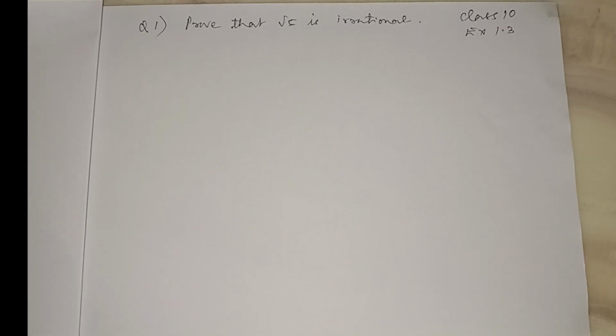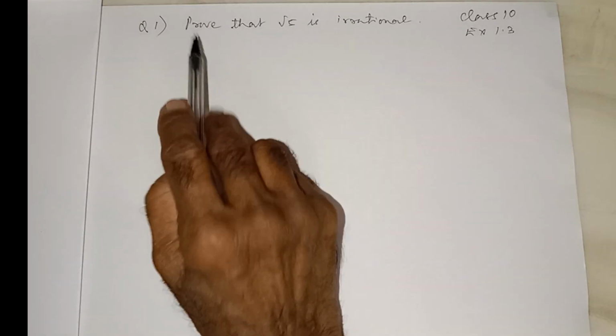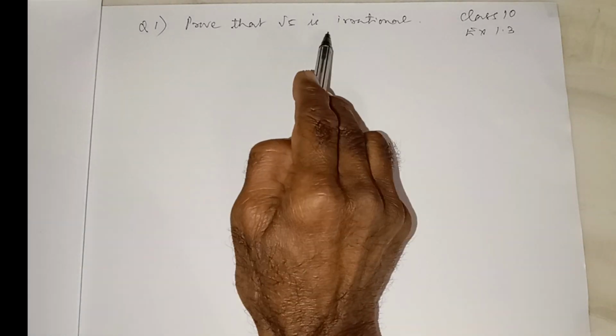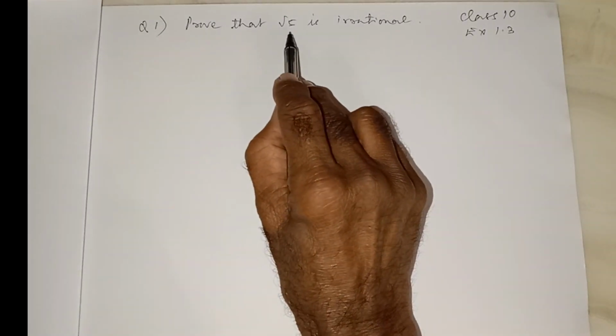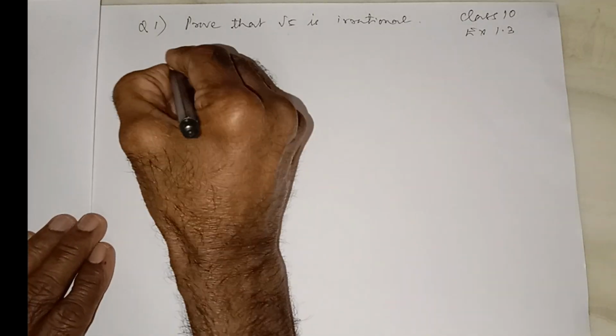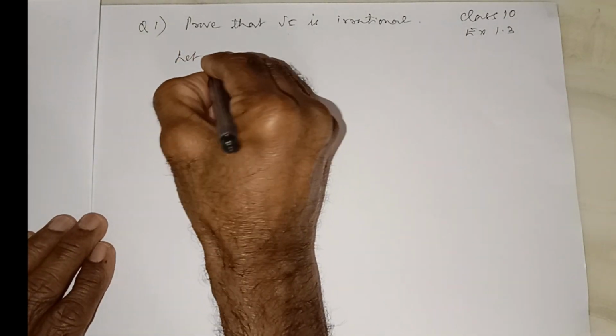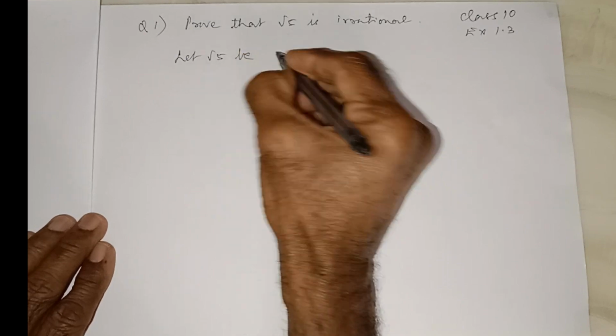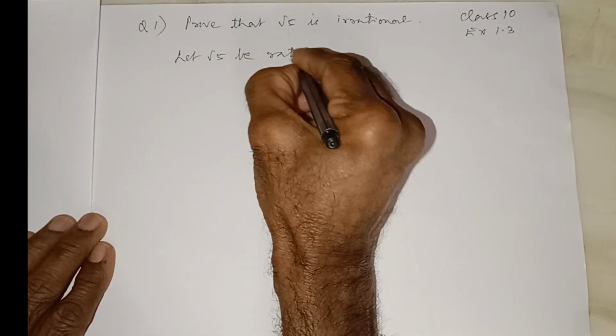Hi students, now we'll start exercise 1.3, question number 1. Question number 1 says, prove that root 5 is irrational. To prove root 5 as irrational, we assume that it is a rational number. Let us write down that let root 5 be rational.